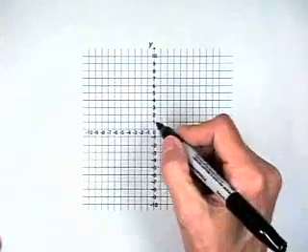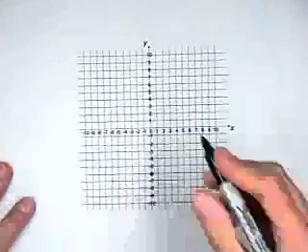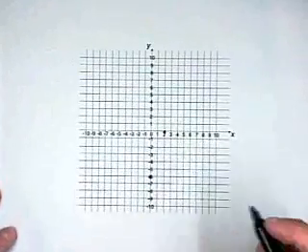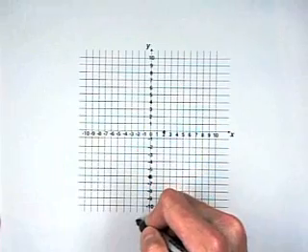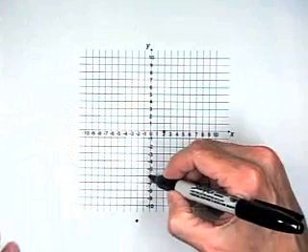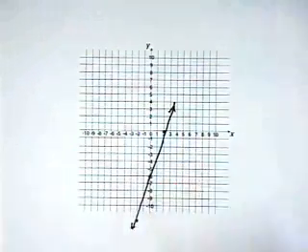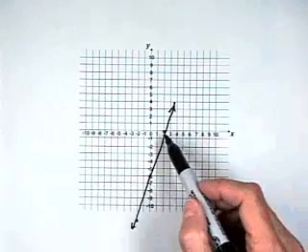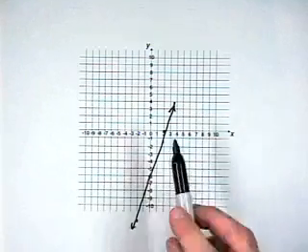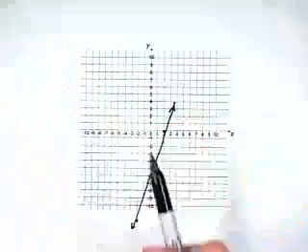Plotting those, I have (0, negative 6). The next one is (2, 0), and the third is (negative 2, negative 12). Negative 2, negative 12 is slightly off our grid, but would be approximately there. Drawing a line through these, I get roughly the graph of that line. Notice that the x-intercept is 2, the y-intercept is negative 6. The domain from left to right is all real numbers. The range from bottom to top is all real numbers.